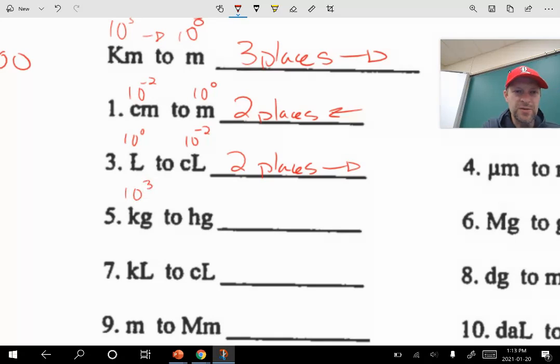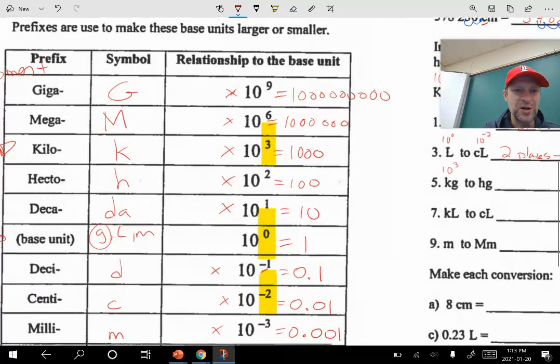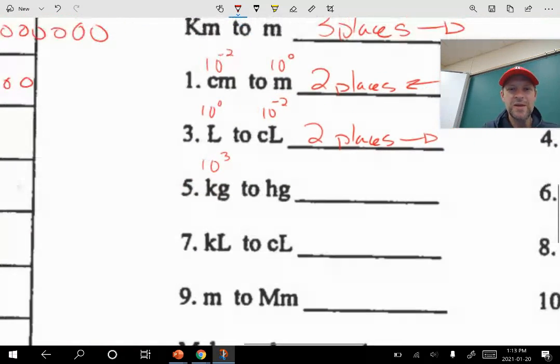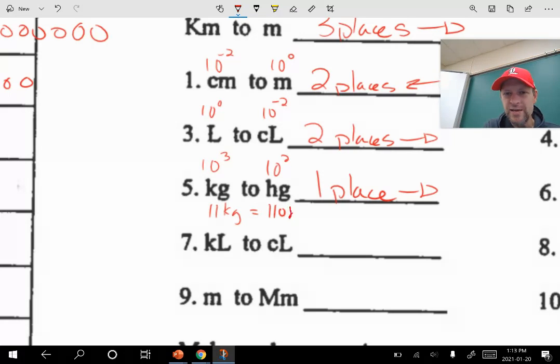Kilograms, 10 to the power of 3, to hectograms. That one I never use. I always have to look it up to make sure. Hecto, 10 to the power of 2. We're going down the list, so the difference is 1. So it's going to be 1 place, and we're going down the list, so it's to the right. Just so if you're wondering what the heck do you mean by 1 place and to the right, let's say it was 11 kilograms. Well, it would equal 110 hectograms. I took the decimal at the end of the 11 and moved it over 1 and stuck in a 0.